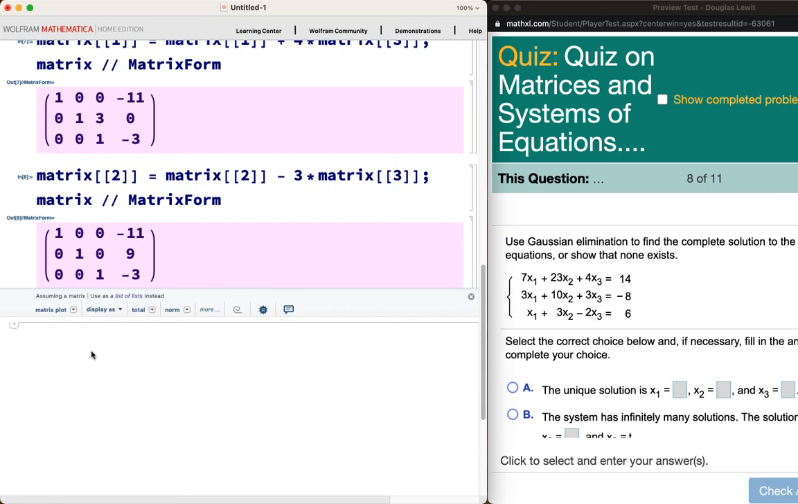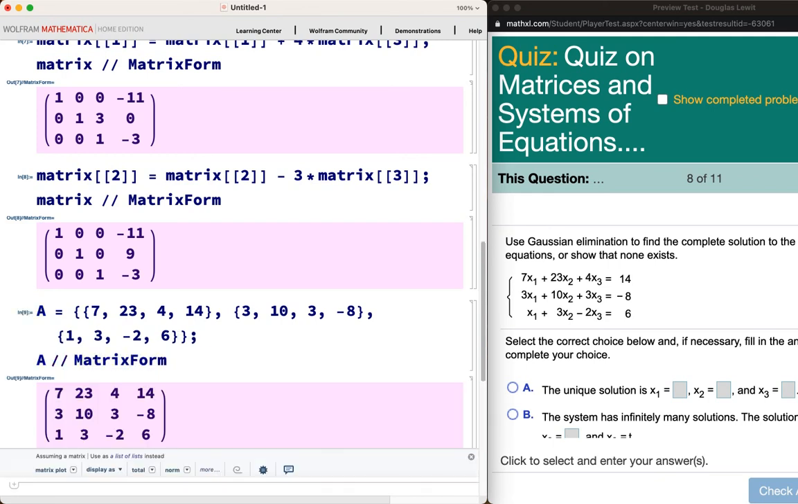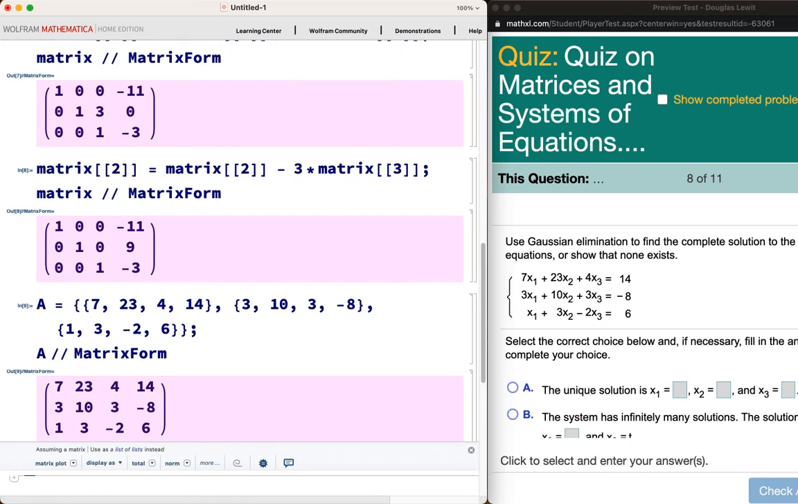Okay, so now I'm going to call it matrix A. We have 7, 23, 4, 14. 3, 10, 3, negative 8, and 1, 3, negative 2, 6. So let's see, 7, 23, 4, 14, 3, 10, 3, negative 8, 1, 3, negative 2, 6.